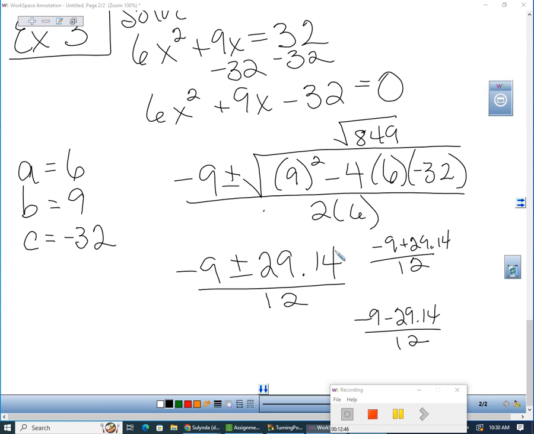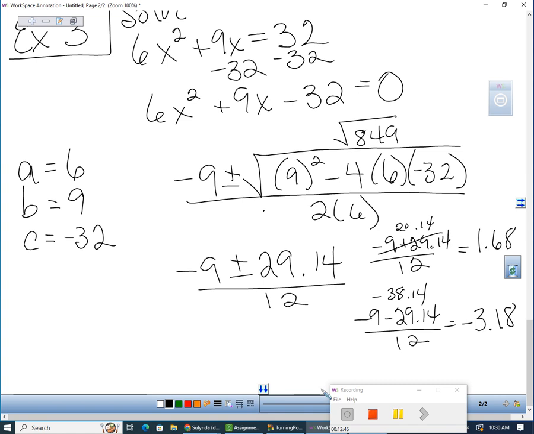All right, first one, negative 9 plus 29.14 is 20.14, and we divide by 12. 1.68. This one, negative 9 minus 29.14 is negative 38.14 divided by 12. What did you guys get? 3.18, right? And we're going to round it up?